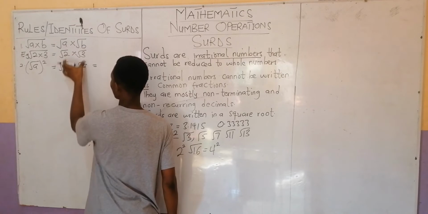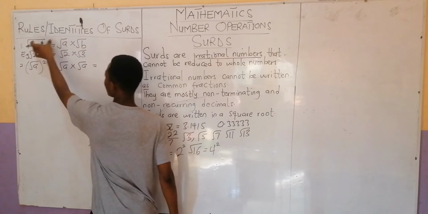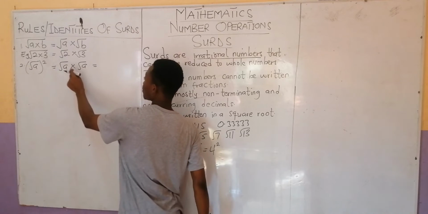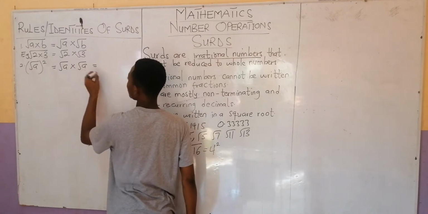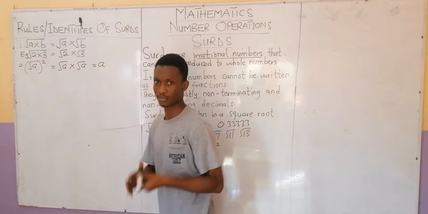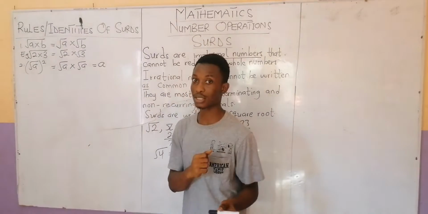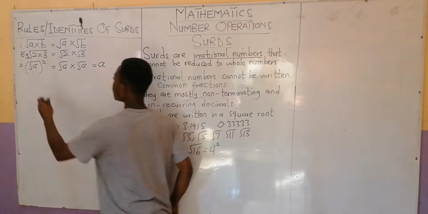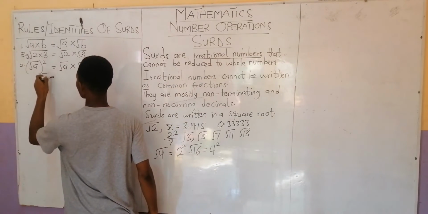Now this property can be used. I can multiply them to get this. And that will take me back to this. Now root of A times root of A is going to give me A. How come? I'm going to ask that. So let me explain. Now, note this. Every root is equal to half.